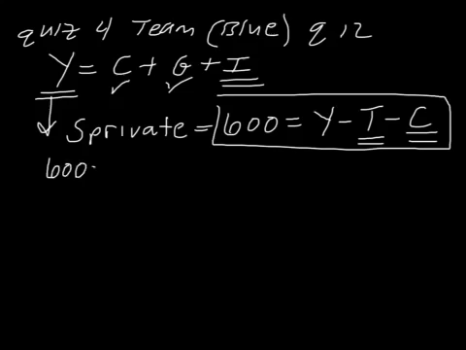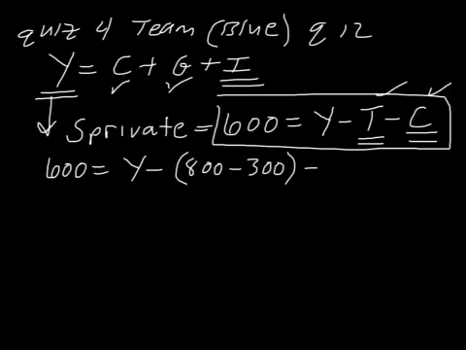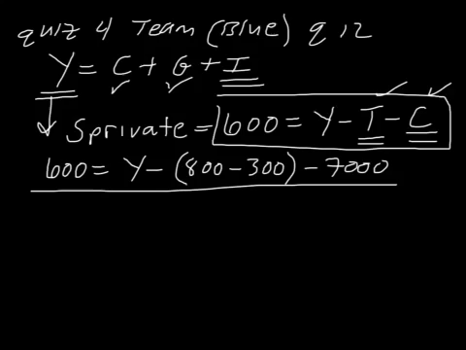So what I'm going to do then is set this up. 600 is going to be equal to income, and that's what I'm after, minus net taxes. Net taxes are going to be government tax collections, which are 800, minus transfers, which are 300. And interest on debt is 0, so I can ignore that. So that's net taxes. Now I get the consumption, and consumption is 7,000. So using this relationship, I just reorganize it. I'm trying to solve for income.